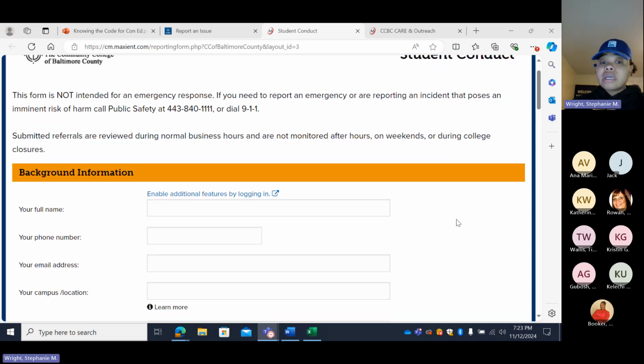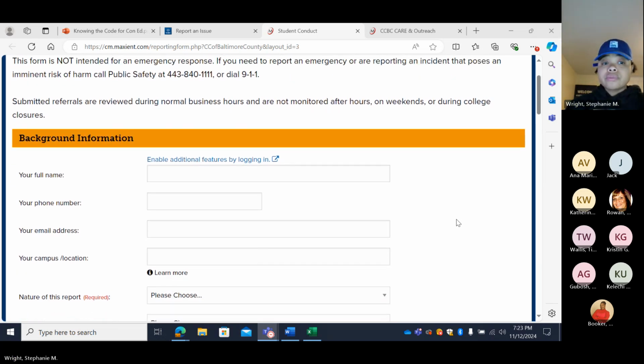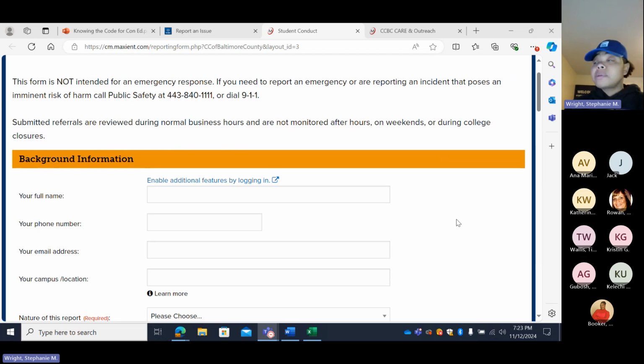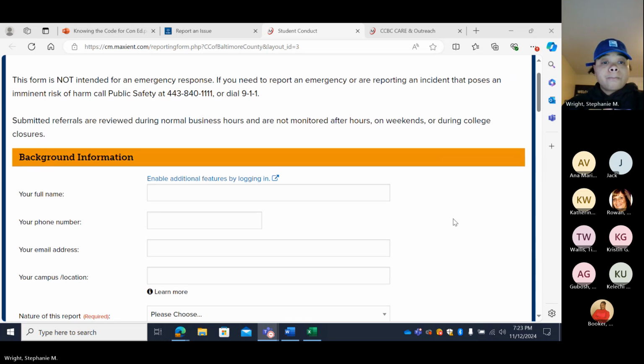It's important that as you look at this form, if it's an immediate response, public safety's numbers are right there. Also, if you're in the classroom, each of those computers in the classroom has 2 buttons you push that call public safety for you.